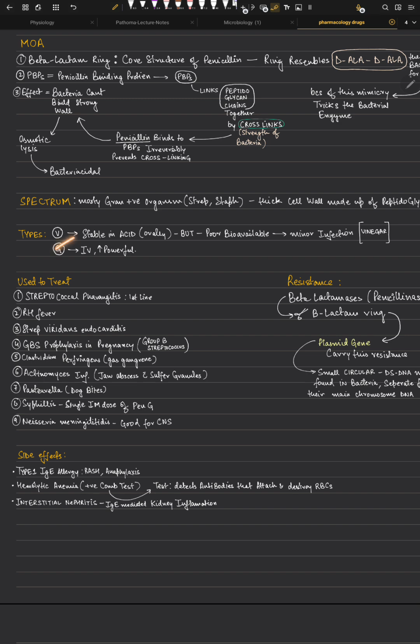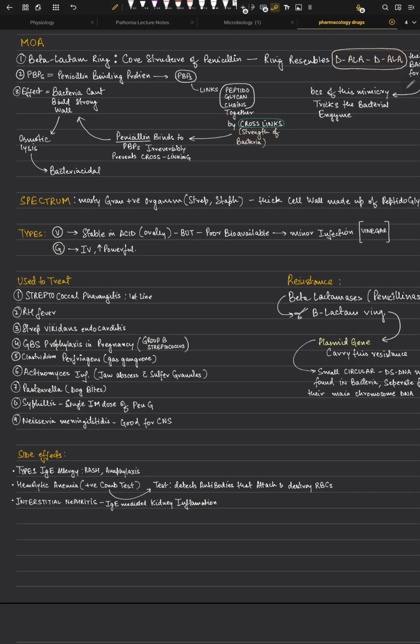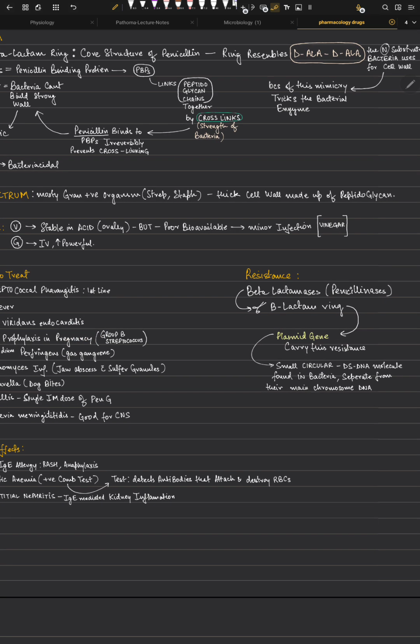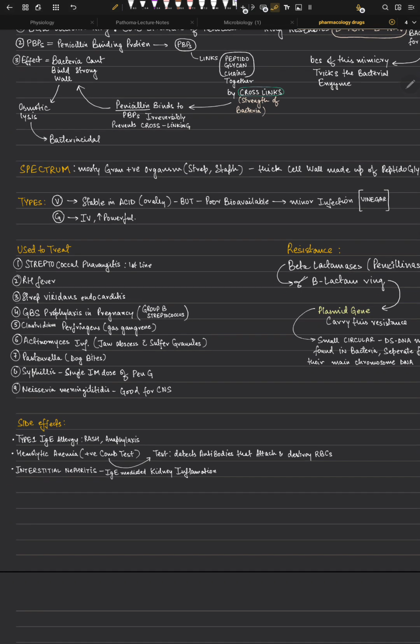And this type is called G, and we can treat streptococcal pharyngitis. That's the first line for streptococcal pharyngitis. We should give penicillin. Rheumatic fever, strep viridans endocarditis, GBS, group B streptococcus prophylaxis in pregnancy, because these are all peptidoglycan cell wall bacteria, right?